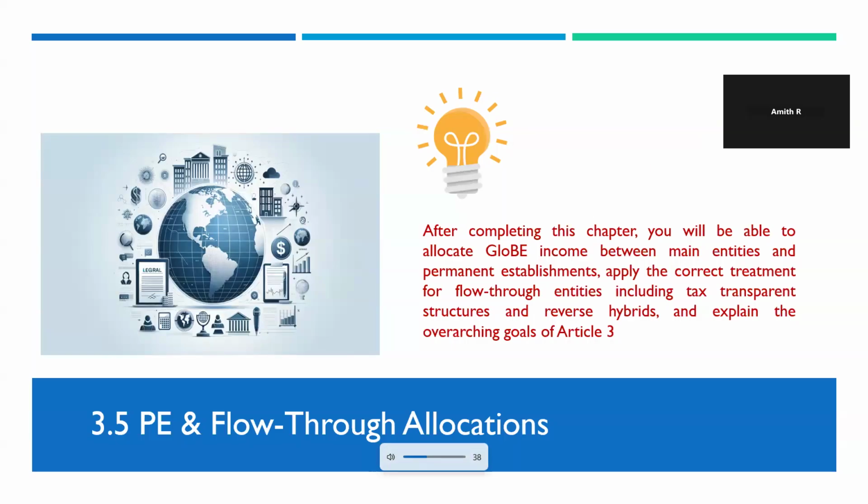Okay. So 3.5 is the last chapter in determination of globe income. And 3.5 speaks about PE and flow through allocations. Okay. So what was 3.1?